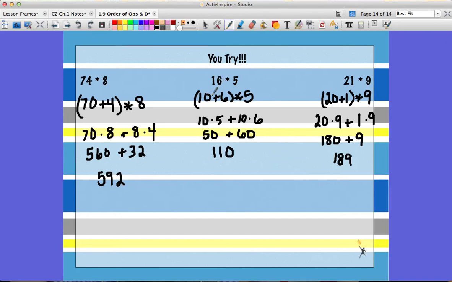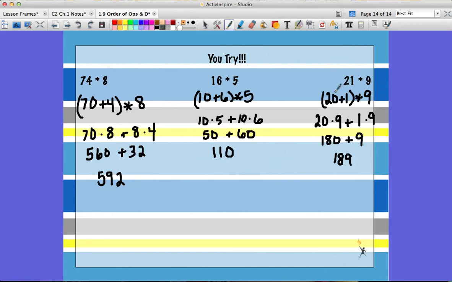Okay, break the 16 into 10 plus 6. Multiply that whole thing by 5. You're sharing the 5 with the 6 and with the 10. You get 10 times 5 plus 10 times 6. Nice and easy for you. We get 50 plus 60. 5 plus 6 is 11. And those zeros added together give us 0.